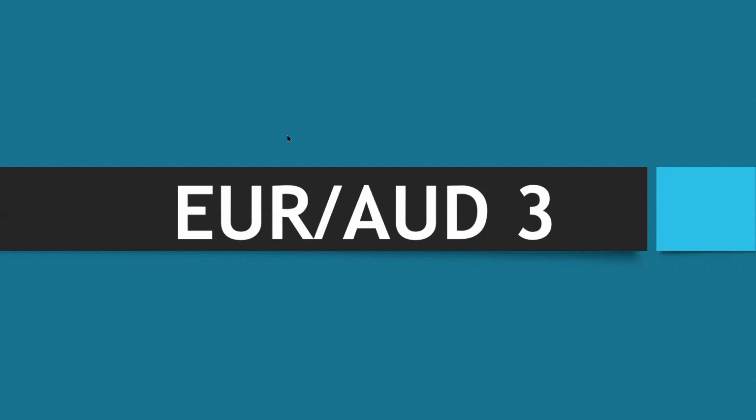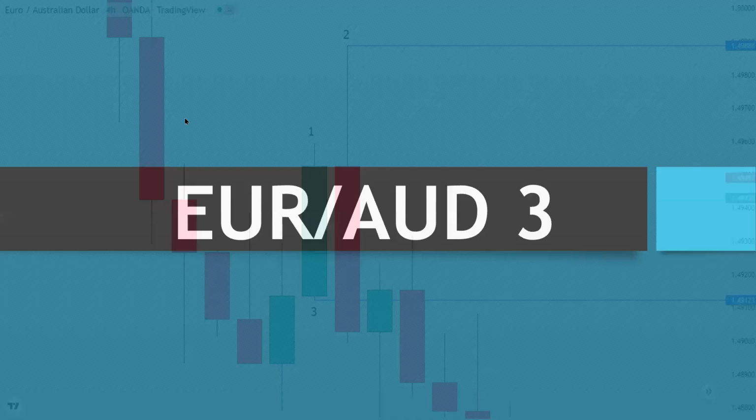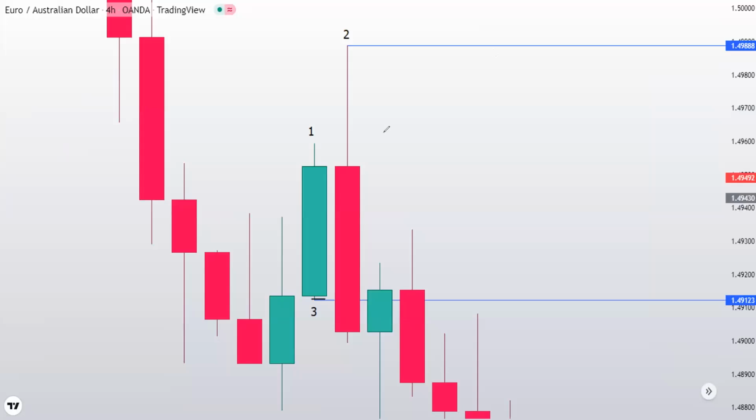So the market almost did that. So we have another example, Euro AUD. We have this type 1 entry. The market closed below this point. Also reacted above, as you can see on that specific point right there.